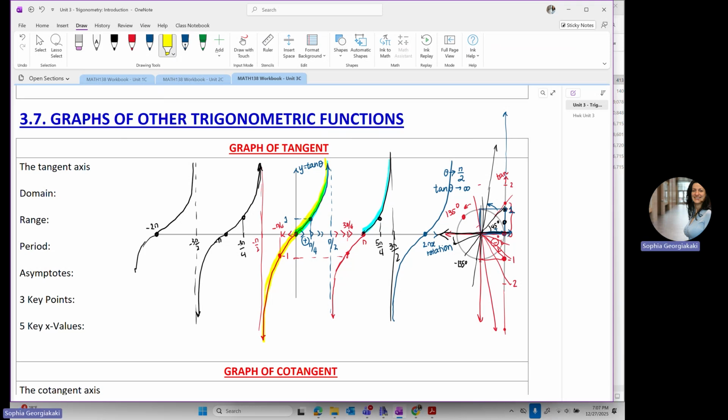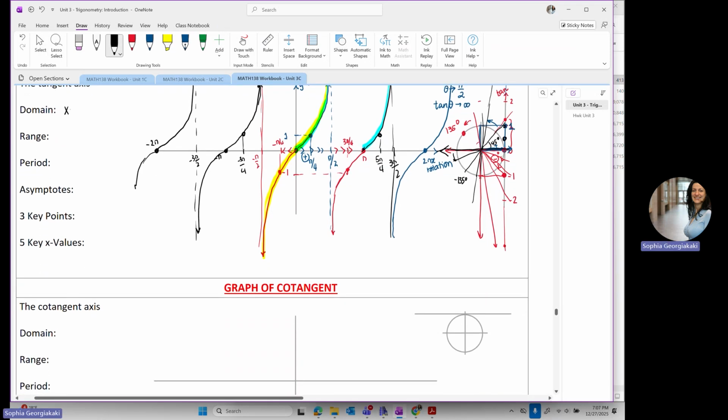Because every 180 degrees, I start trying to approach the tangent axis with the opposite side of the terminal side than the one I had 180 degrees before. So if you pay attention here, the domain of this graph is all real numbers except for the values of x where I have asymptotes. And these are pi over 2, 3 pi over 2, 5 pi over 2, negative pi over 2, negative 3 pi over 2, which are odd multiples of pi over 2.